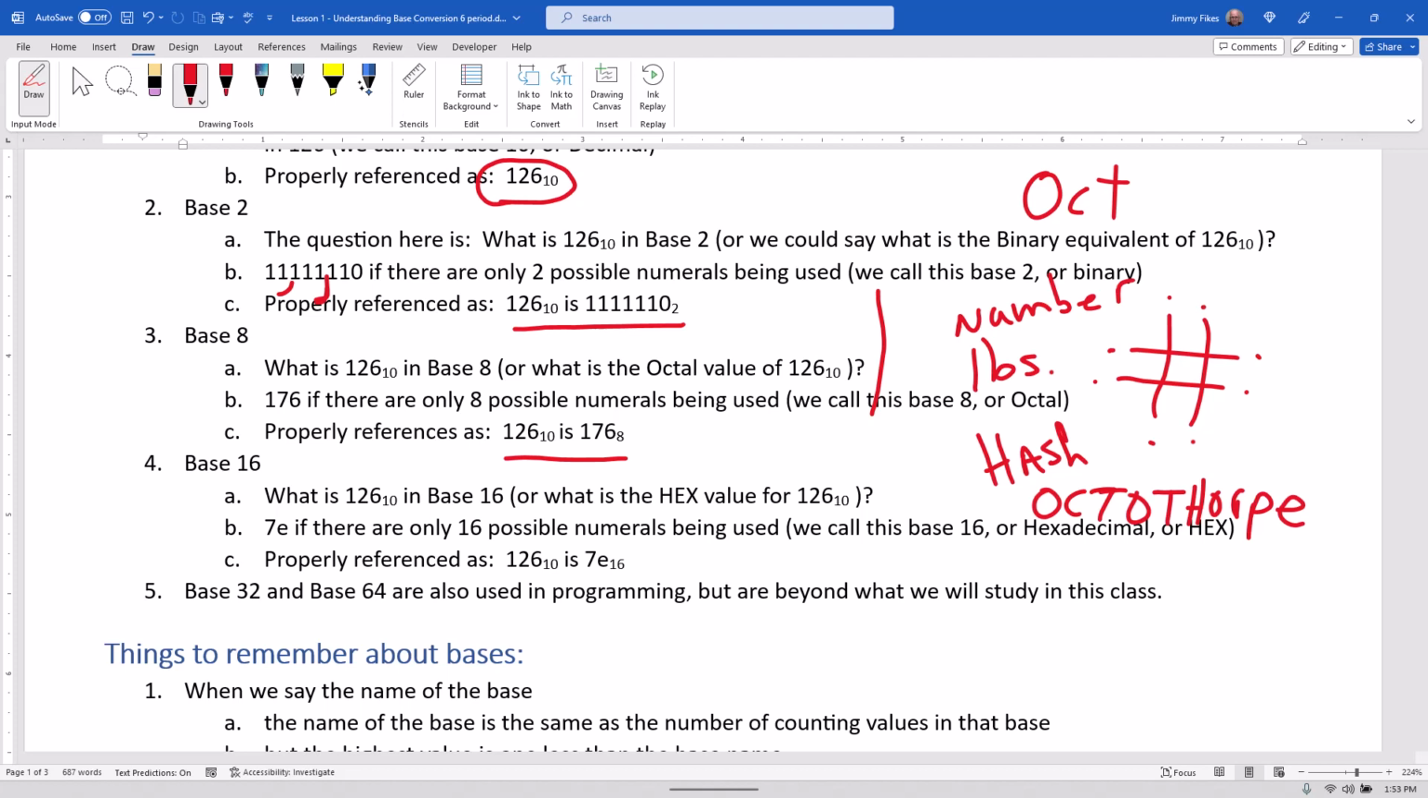Look at base 16. What is 126 in base 16? The proper way to ask that question is, what is the hex value of 126 base 10? All right, so the equivalent of 126 in base 16 is 7E. Go figure. All of a sudden, we're talking about a number, and we have to use a letter to express the number. And that's because we're in base 16.